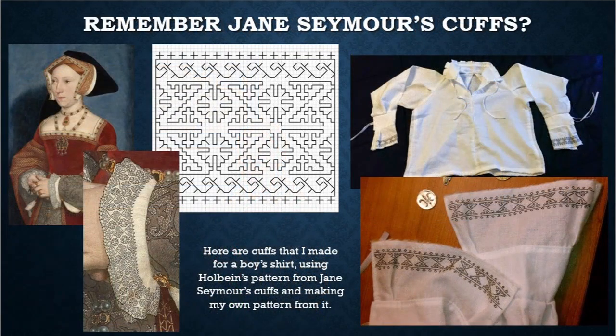And remember Jane Seymour's cuffs? Well, from that I took the part of the pattern, and instead of having the full pattern, I took out the little ocean wave part, and I changed up from crosses to diamonds, and then the center part I only had one strip rather than the reflective strip on there. So I condensed the pattern and then changed it from crosses to diamonds. But here are cuffs that I made for a boy's shirt using the pattern that I found on Jane Seymour's cuff and then creating my own pattern.